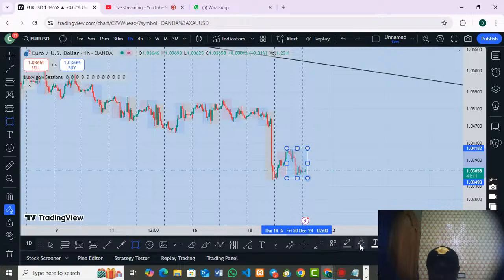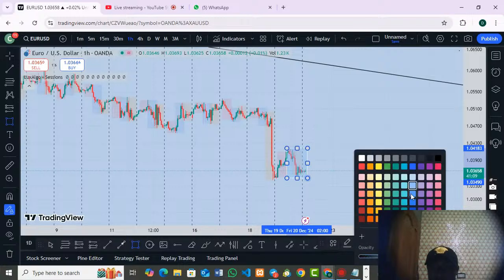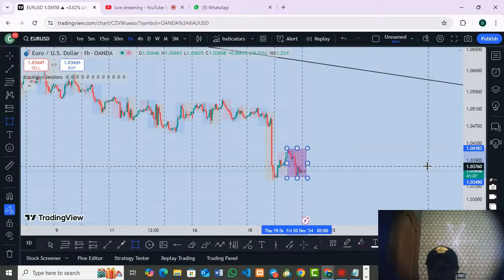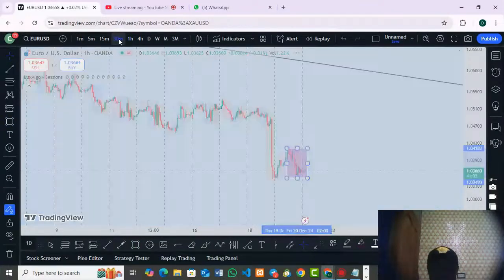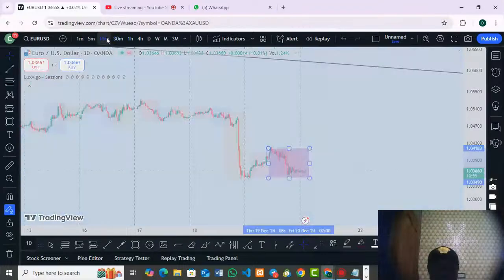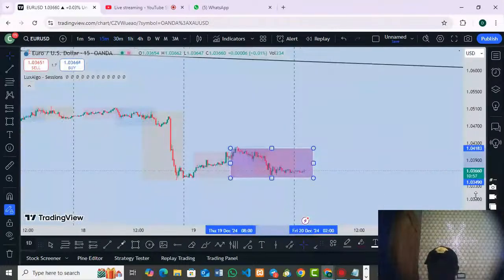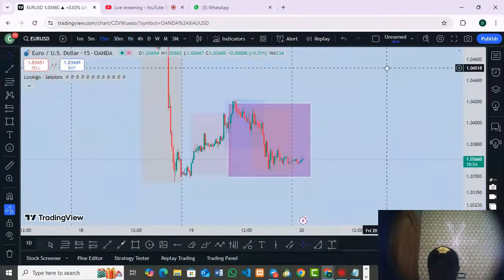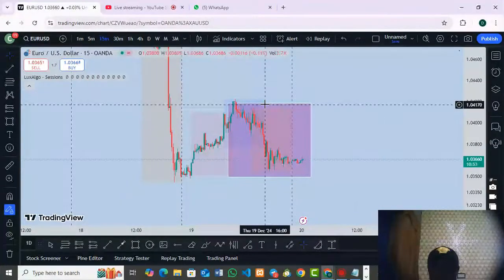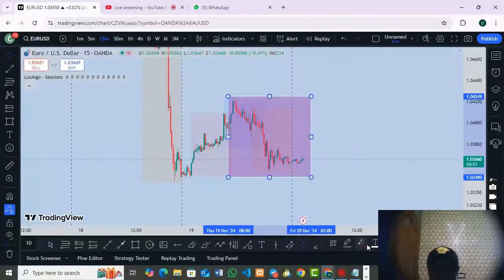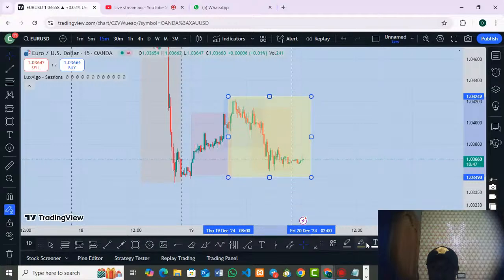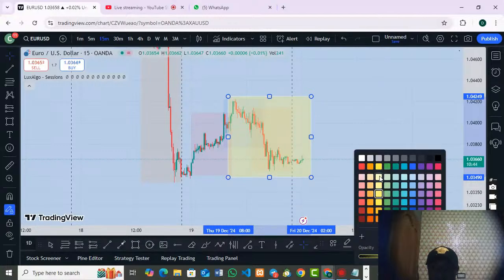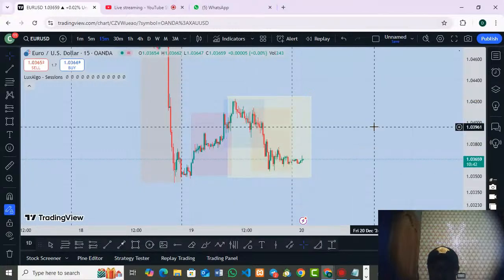Then you can change the color to another one or different colors. Okay, let's keep this particular color. Then let's scale down to the 30 minutes time frame or even the 15 minutes time frame. When you scale down to the 15 time frame, you're going to open up this scenario. This color does not look nice. Let's change the color. Okay, let's keep this one.